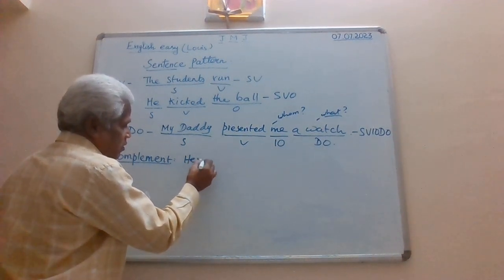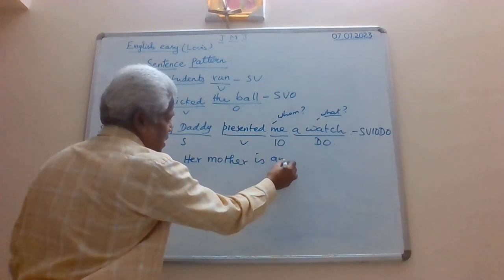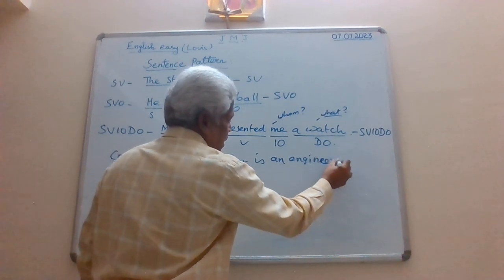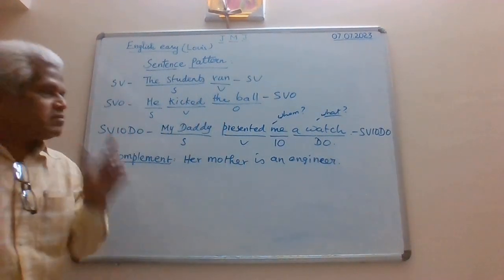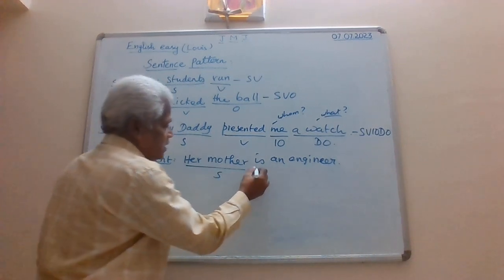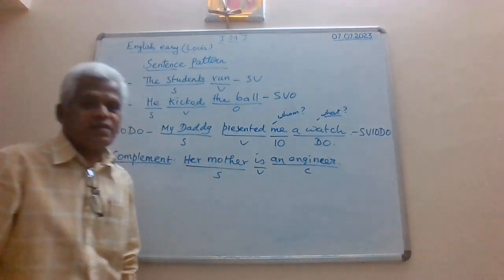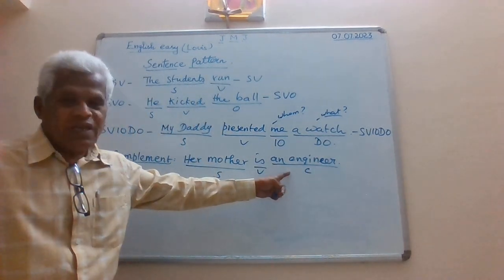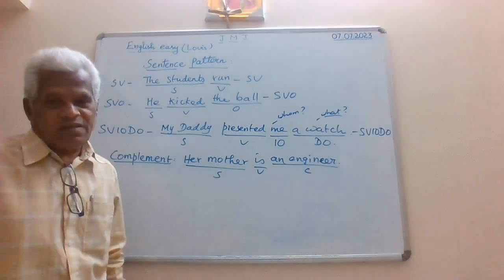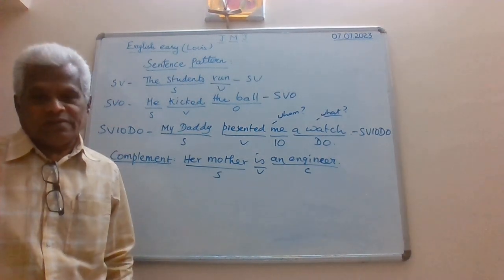Her mother is an engineer. See? Her mother is an engineer. Now your subject is her mother, is is your verb, and engineer is a complement. Now the word engineer tells who my mother is. So therefore, this is a complement.